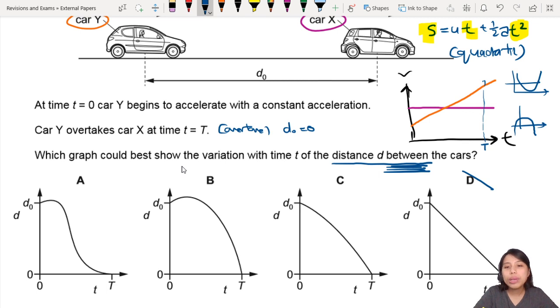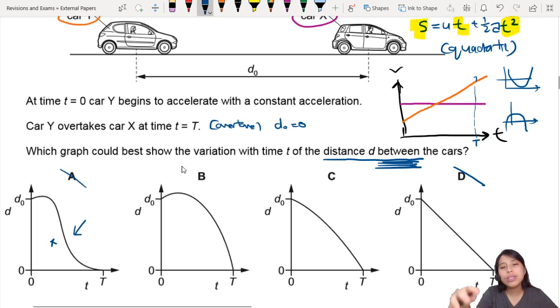Okay, so looking at these graphs, C is maybe correct, B is maybe correct, but A is just no. Why? This part is wrong. That's not a quadratic shape. That's some who knows what weird shape that is. We have constant acceleration, so it should be just a simple quadratic. Now, how do you decide between B and C? They're both kind of quadratic, but why does B go up first, increase, then only decrease, whereas this one just decreases all the way?